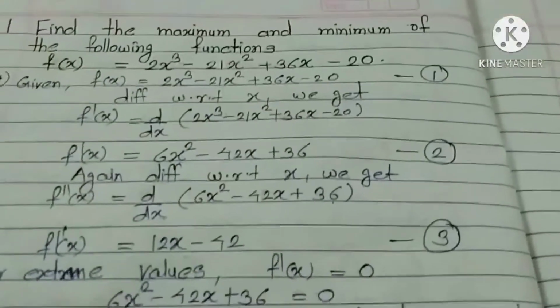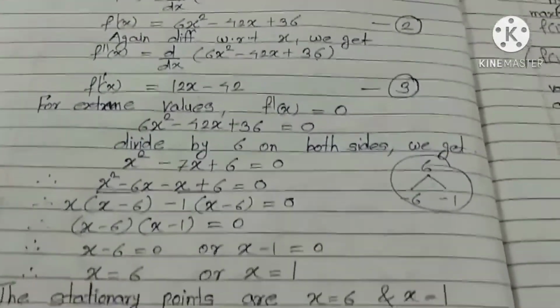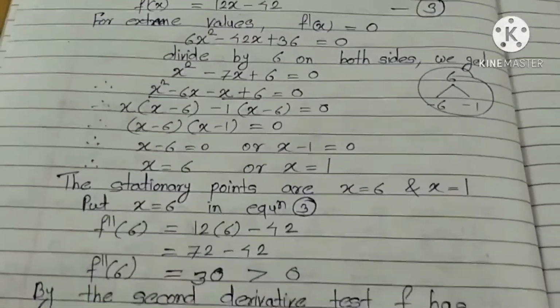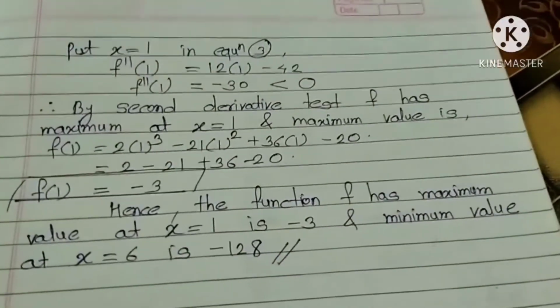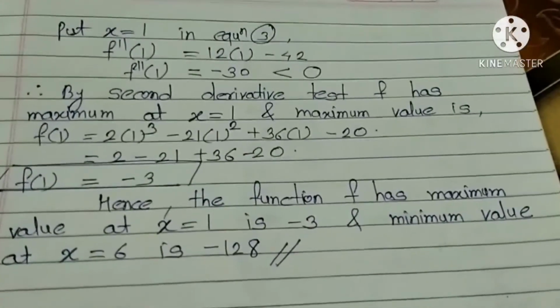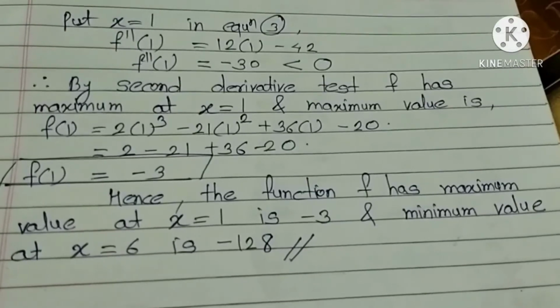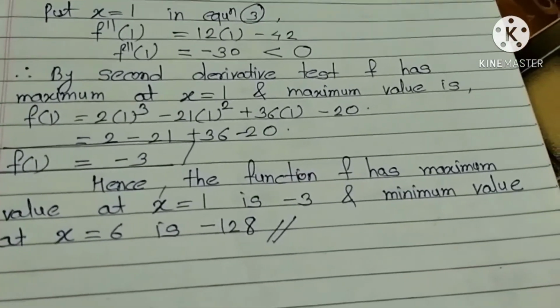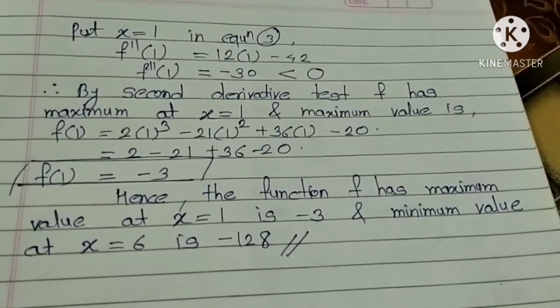Observe the example. It is also simple. First find f of x, f dash of x, f double dash of x. Then take f dash of x equal to 0. Then we get two stationary points, and by putting them in f double dash of x, we find the maximum and minimum. Then after putting those points in f of x, we get the maximum or minimum value.